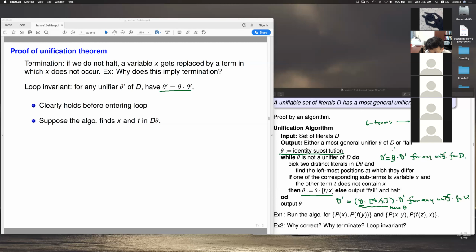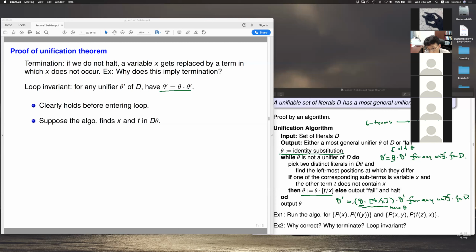This is the old theta that we use when we enter the loop. For the old theta, the loop invariant argument says we can assume this loop invariant is true. So this is what we are assuming. What we have to prove is that when we get to the end of the loop and come back, this property continues to be true.